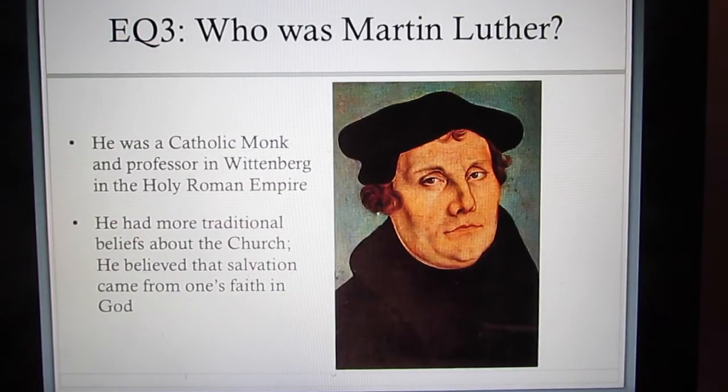So on to EQ number 3. Who was Martin Luther? Well, he is a Catholic monk and a professor in Wittenberg in the Holy Roman Empire. Through his study of the Bible, Luther arrived at an answer to this problem about the corruption going on in the church and what should be done about this corruption.